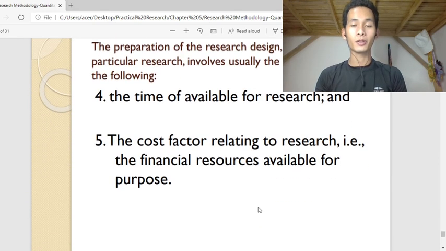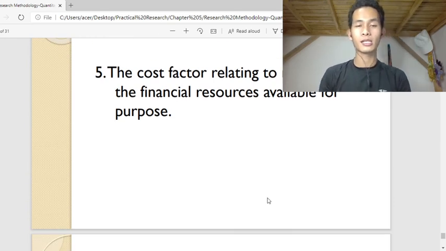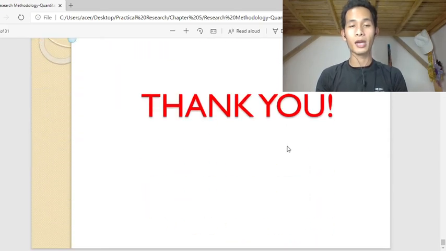Fourth, the time available for research and the cost factor relating to research. The cost factor is a problem. The financial resources available for the purpose.